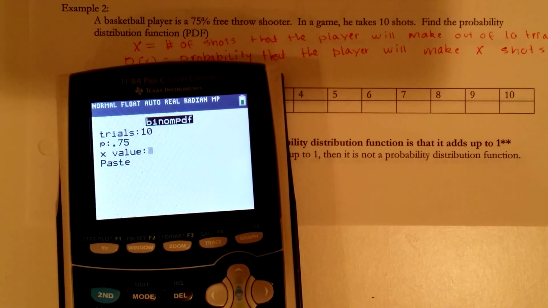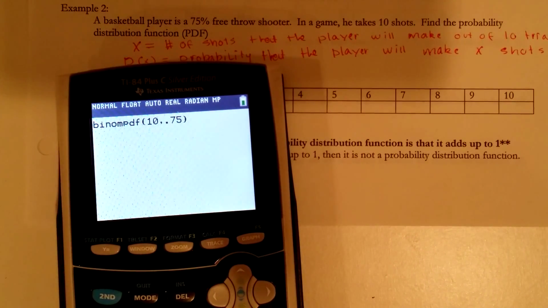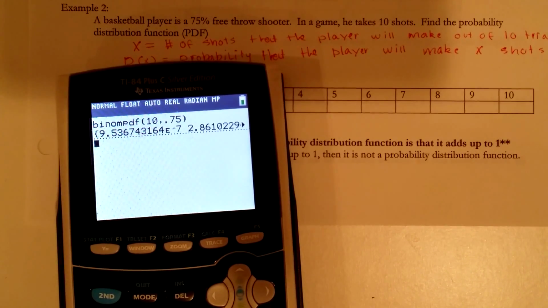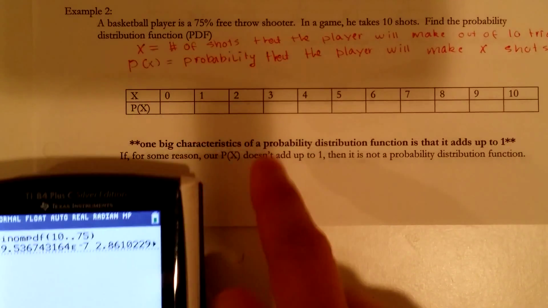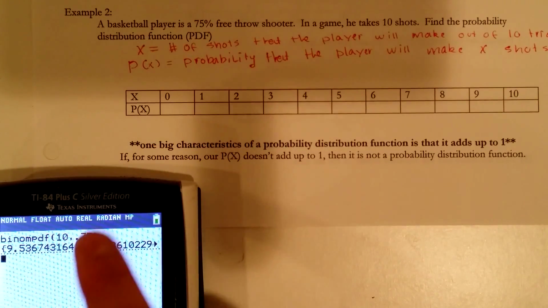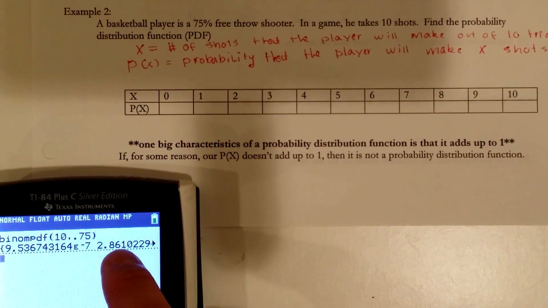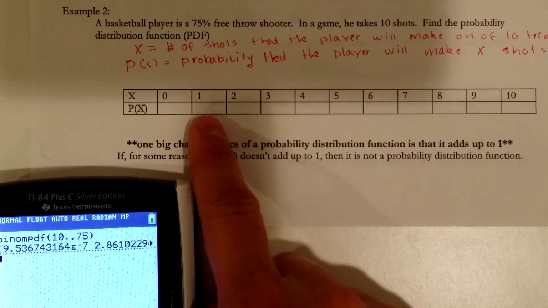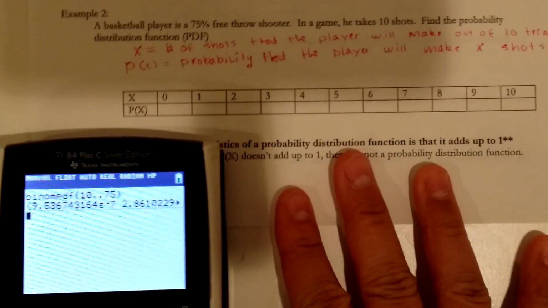If you input a specific number, then it only outputs that specific number, the probability for that specific success. So I'm going to leave it blank and paste like that, and it's going to give you this weird looking list. But the first number tells you the probability of making 0 shots, and then this is the second number. The second number is the probability of making 1 shot, and so on and so forth. So it lists everything for you.